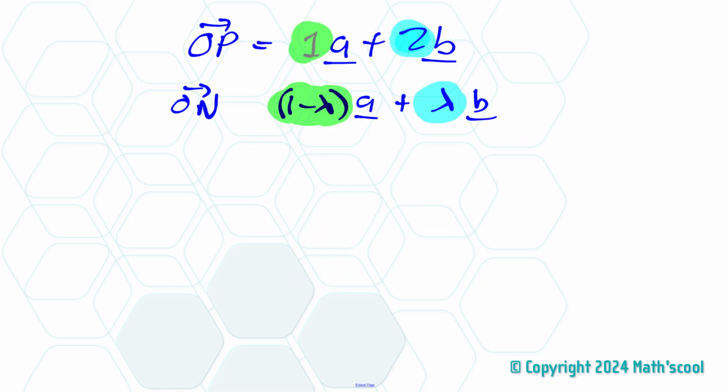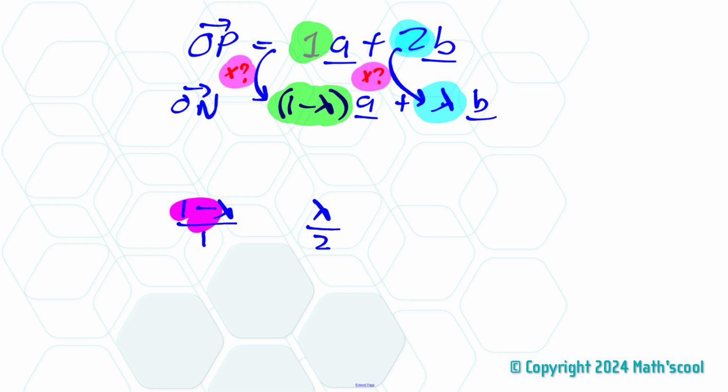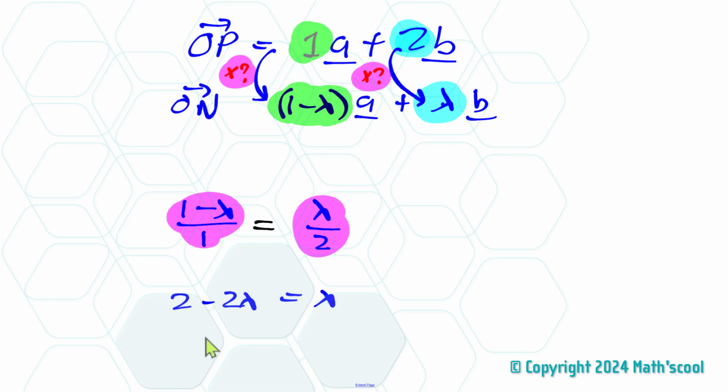And so what I know is that the multiplier here is the second one over the first one. So 1 minus lambda over 1 is the multiplier here. And the multiplier here is again the second one over the first one, lambda over 2. These are my two multipliers, and they've got to be the same. If they're not the same, you're not going to get a parallel vector. So I'm going to make them equal to each other. I'll just multiply through by 2. So that gives me 2 minus 2 lambda equals lambda. That gives me 2 equals 3 lambda, and lambda equals 2 over 3.